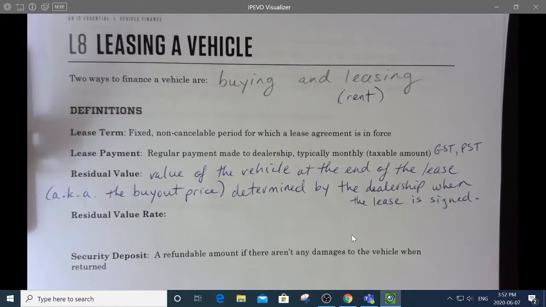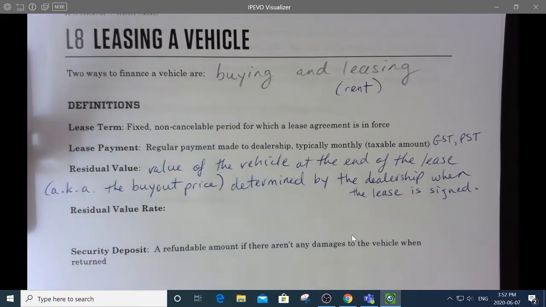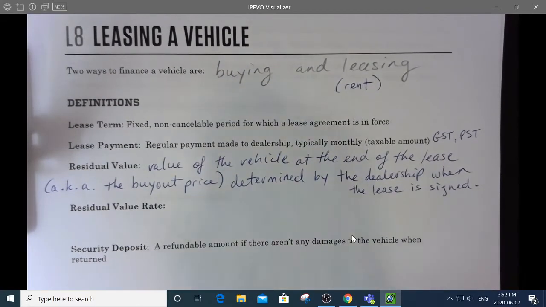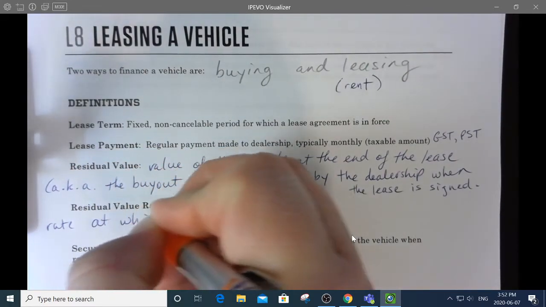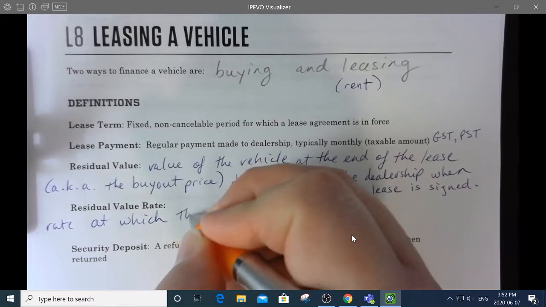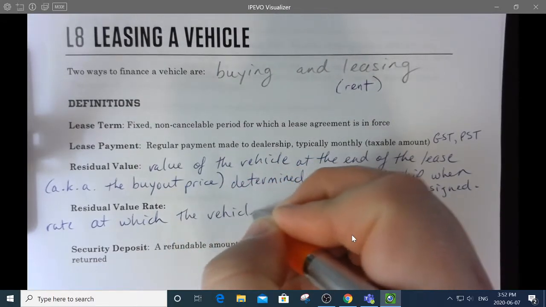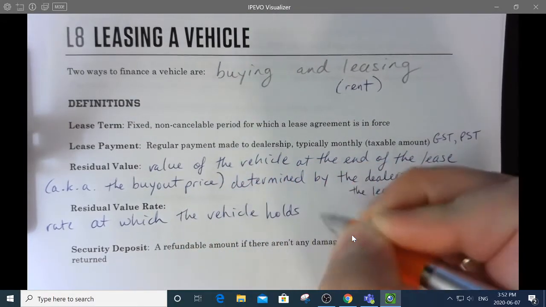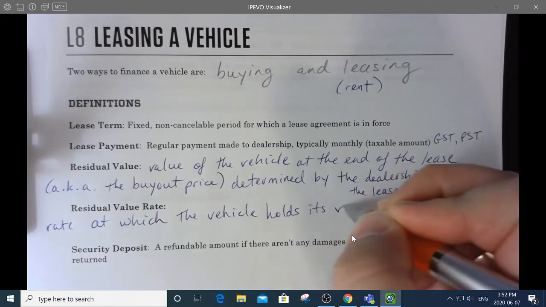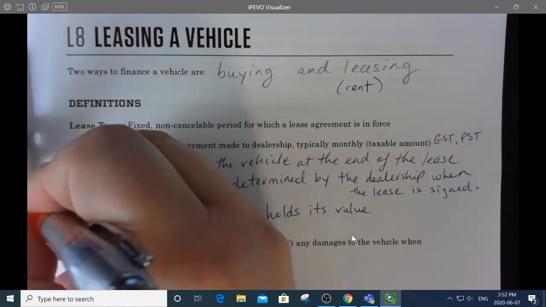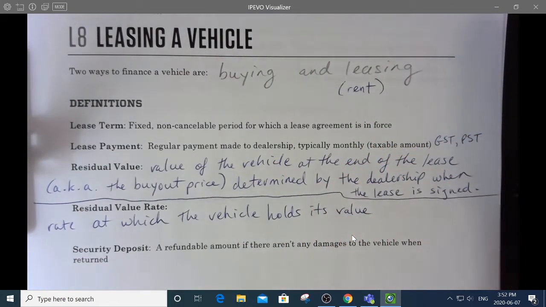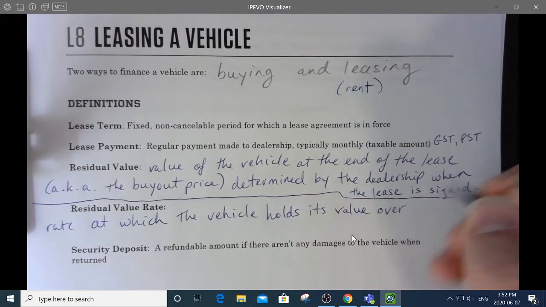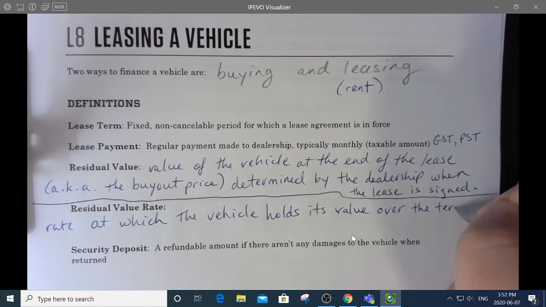Okay, so the residual value rate is the rate at which the vehicle holds its value. Let me just put a little line here so we don't get these mixed up. Over the term of the lease.